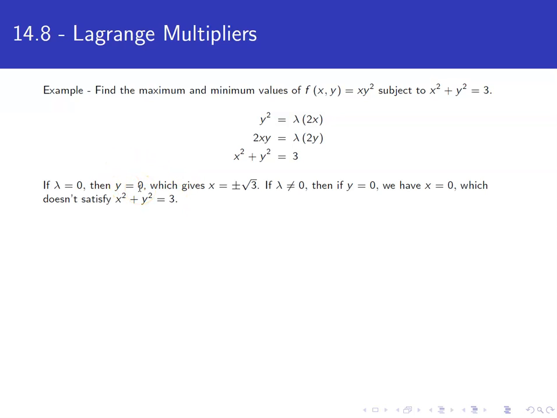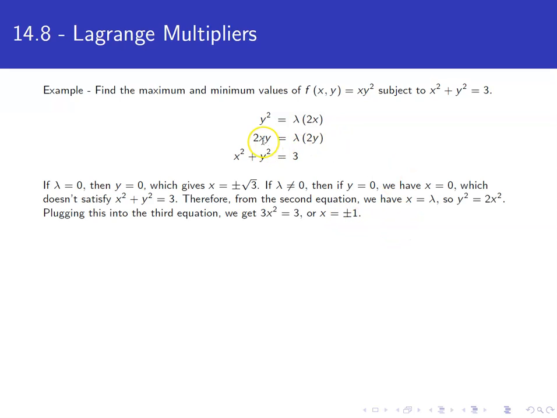Let's suppose now that lambda is not equal to 0. Well, if y is equal to 0 and lambda is not, then that forces x to be 0, because you have to have 0 equals 0 on both sides for this equation. But x equal to 0 and y equal to 0 at the same time does not satisfy the third equation. So if lambda is not equal to 0, y cannot be 0.